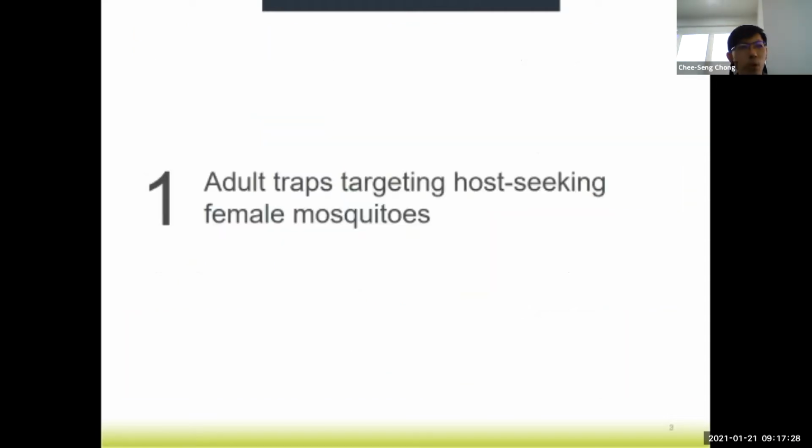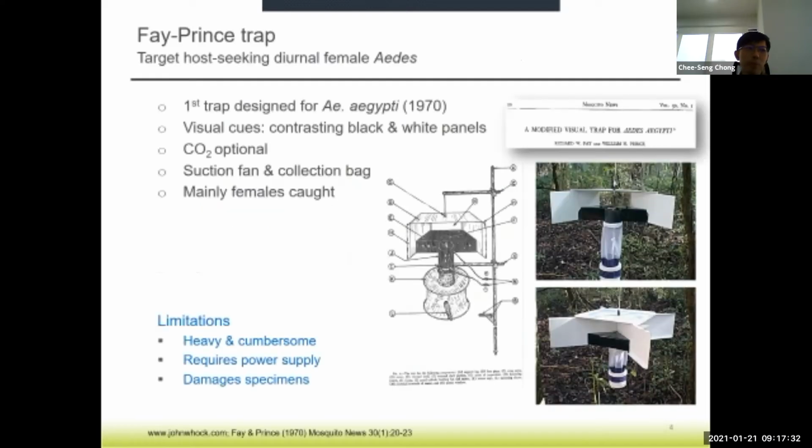Let me start off with those adult traps that target hole-seeking female mosquitoes. I always like to bring this classical trap to everyone's attention because it is the first trap that was actually developed and designed to catch Aedes aegypti mosquitoes.